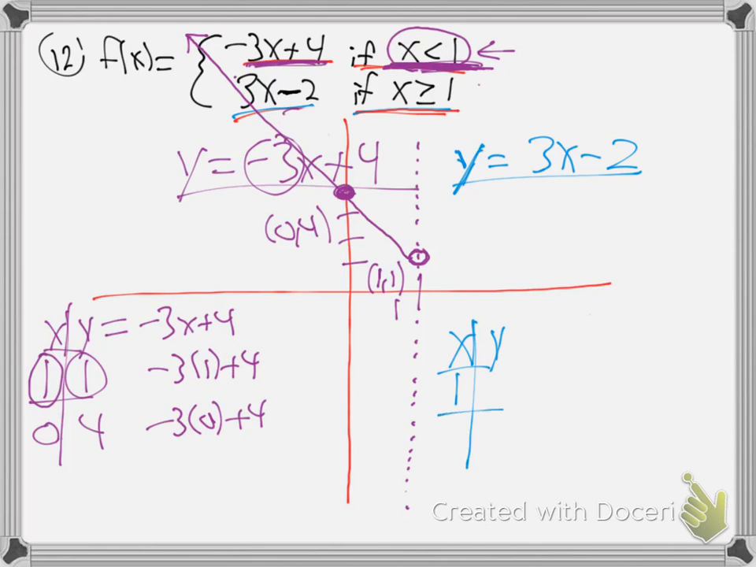So plug in 1. What do you get? 3? Now I'm plugging into the right function. 3 times 1 minus 2, that's 1. See how they connect up right there? 1, 1. That's a solid dot. This one's solid because it's greater than or equal to 1. So it hits right in the money at 1, 1.